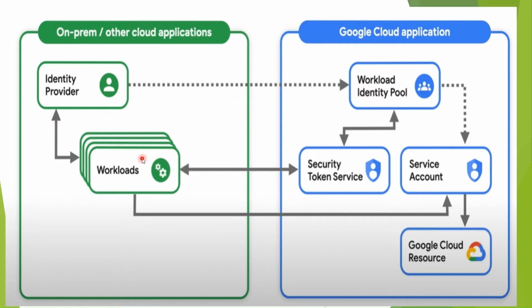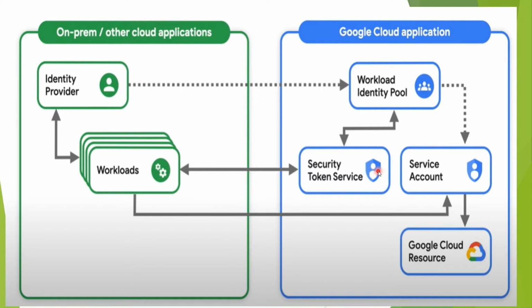After that, what will happen? Now suppose your workload needs to access your resource in Google Cloud. So the workload will go to the identity provider and ask for a temporary token of credentials. The identity provider will provide its credentials, and that workload will go to the security token service, which is running in Google Cloud, and exchange these credentials with the security token service.